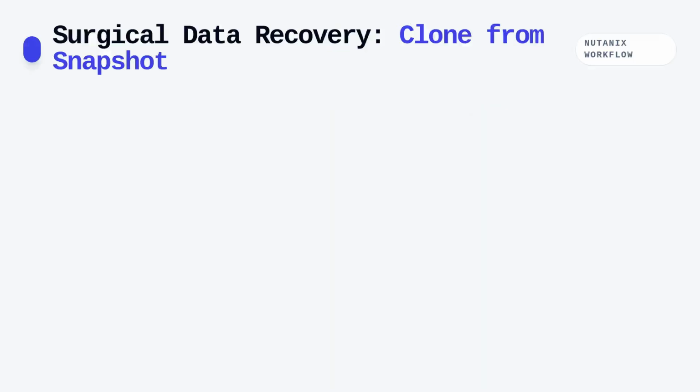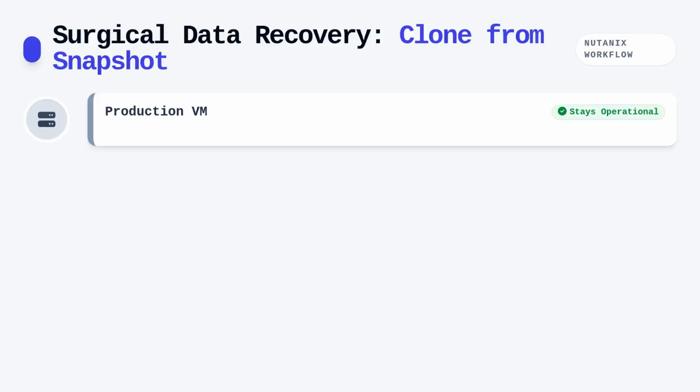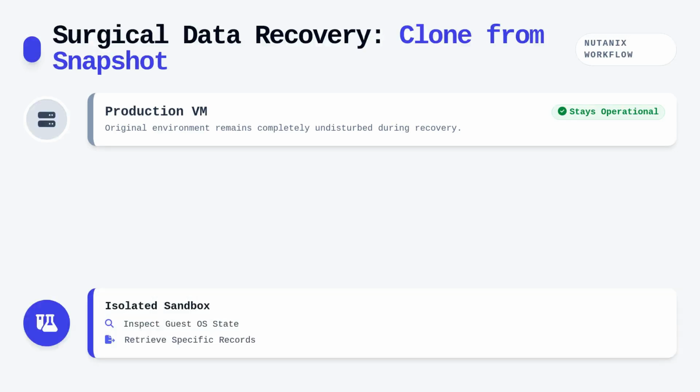A more surgical approach for handling data recovery involves the use of the clone from snapshot functionality, which is a powerful technique for creating a secondary, isolated instance of the virtual machine. By cloning from a previous point-in-time snapshot, Nutanix creates a new VM that exists independently of the original, allowing the administrator to inspect the state of the guest OS or retrieve particular records without modifying the production instance. This method serves as an excellent sandbox, providing a way to verify that a snapshot contains the required information before you commit to a full-scale restoration.